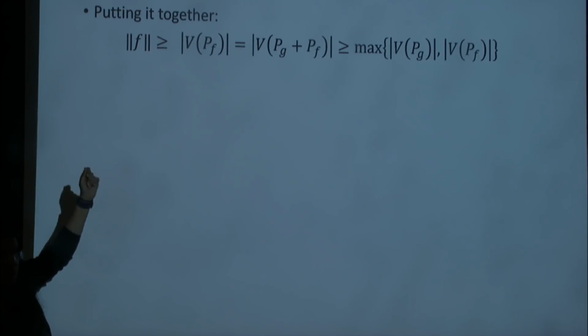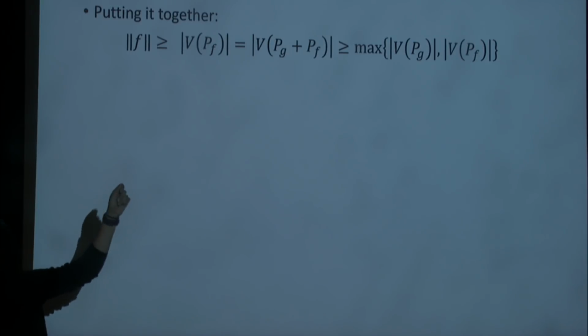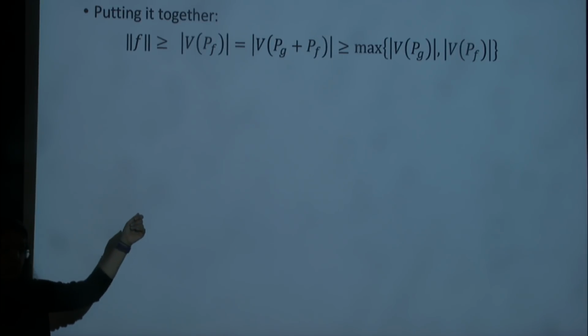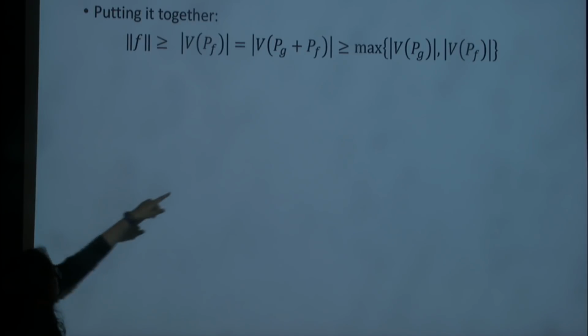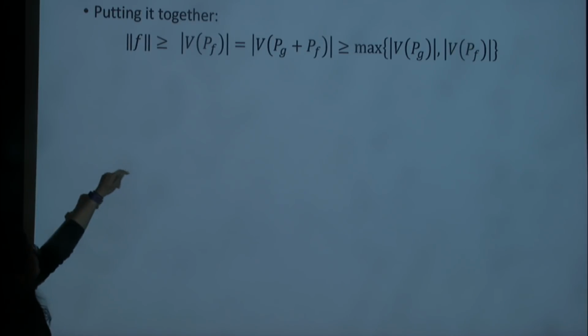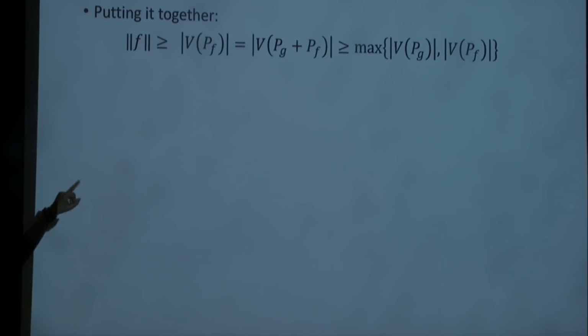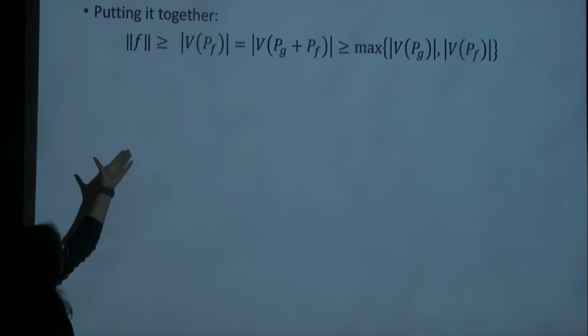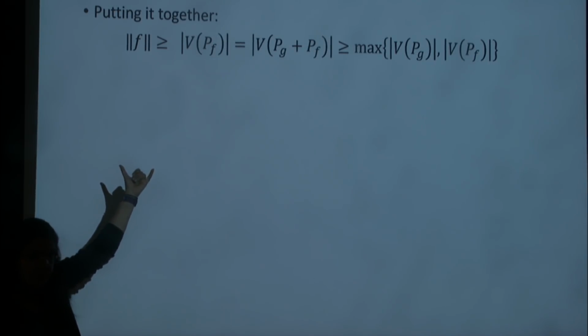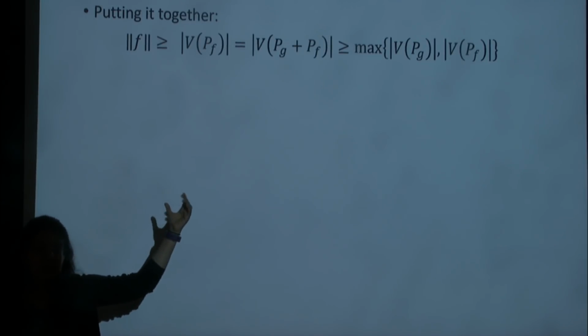So Pf, the Newton polytope of f, but if f is g times h, then the Newton polytope of f should be h. Sorry, those two f's should be h's. Good catch. If f is g times h, then Pf is Pg plus Ph. So the number of corner points of Pf is the same as the number of corner points of Pg plus Ph.